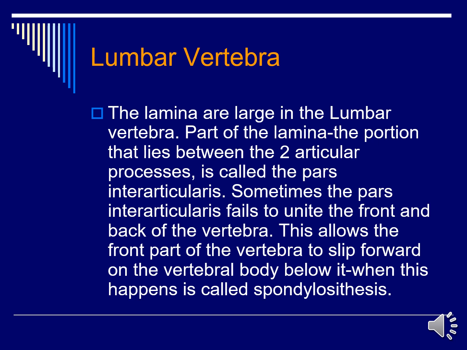Part of the lamina is the portion that lies between the two articular processes, and this is going to be called the pars interarticularis. Sometimes this pars interarticularis fails to unite the front and the back of the vertebra, which allows the front part of the vertebra to slip forward on the vertebral body below it. When this happens, it's called spondylolisthesis.